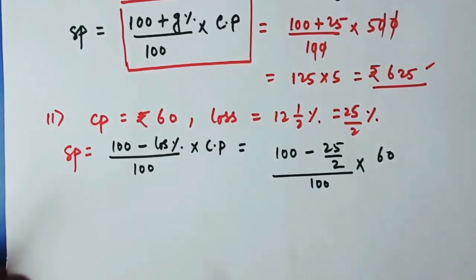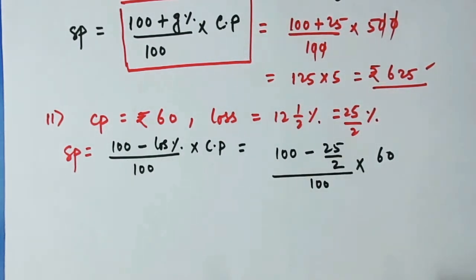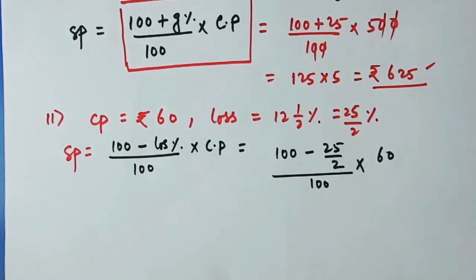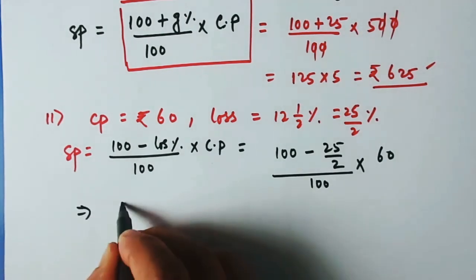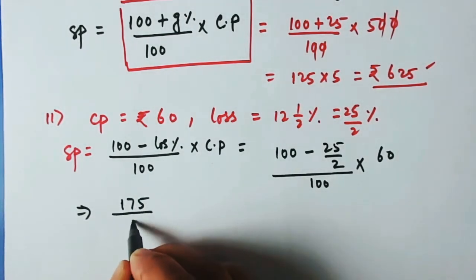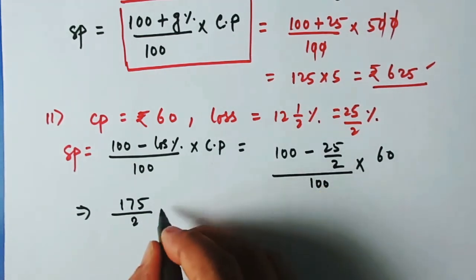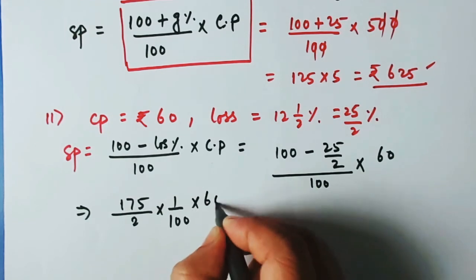So here, have a look. 100 minus 25 by 2 will be 200 minus 25, isn't it? 200 minus 25, that is 175 by 2, divided by 100, or you can say multiplied by 1 by 100 into 60.